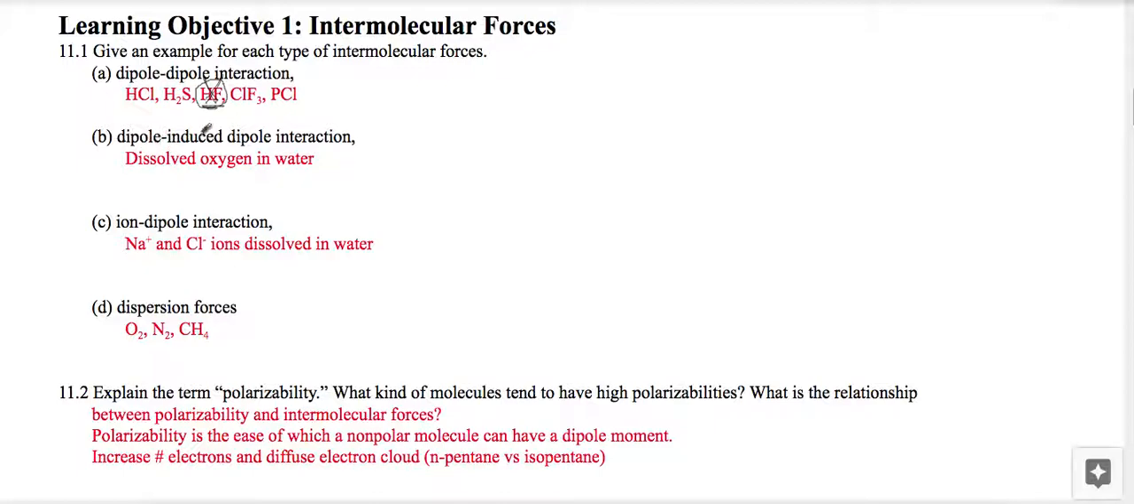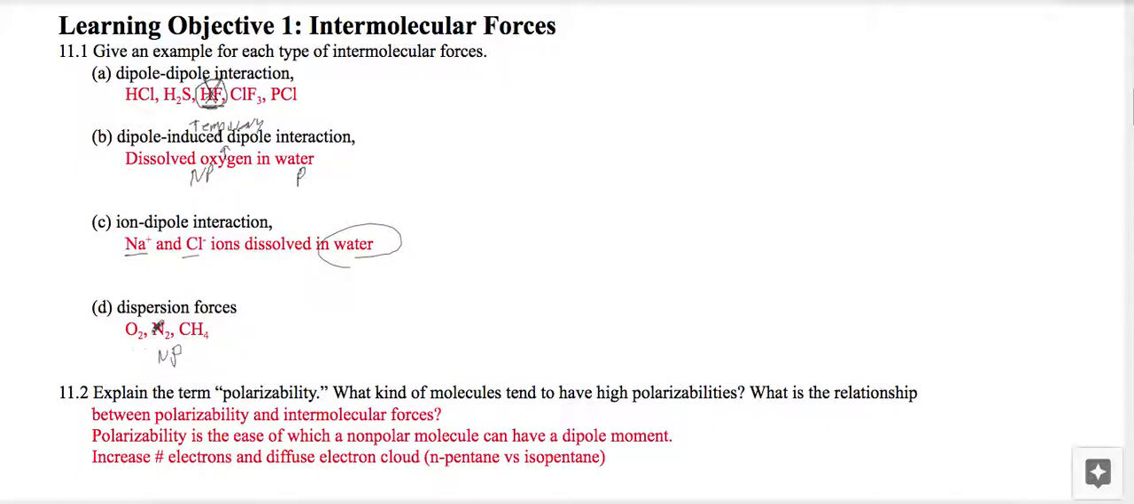Then we have dipole-induced dipole. We have dissolved oxygen, which is going to be our nonpolar molecule. That goes with our induced dipole, also called temporary dipole. And the water is going to be a polar molecule, so we have dipole, that's the polar, and induced dipole, nonpolar. Then ion-dipole: anytime we have an ionic solid dissolving in a polar solvent, like ions of sodium chloride in water, that's going to be ion-dipole. Then dispersion, all of these are nonpolar.